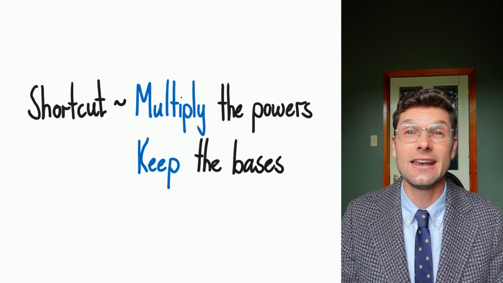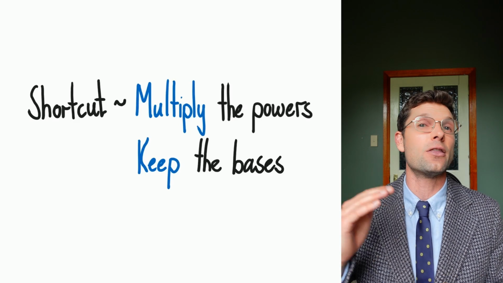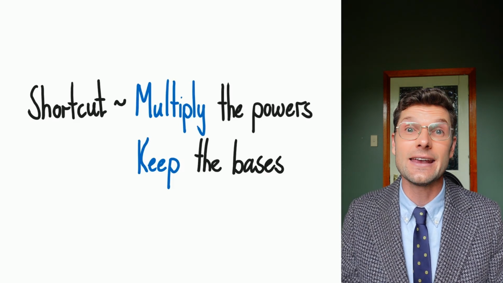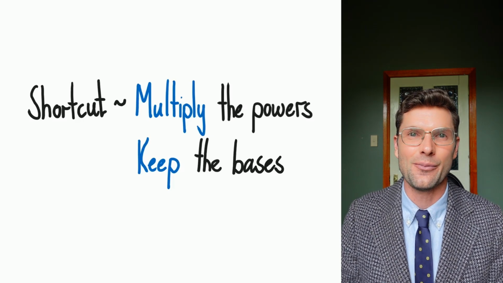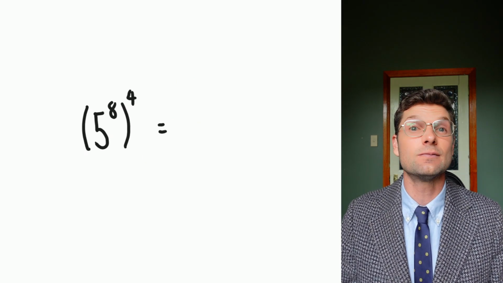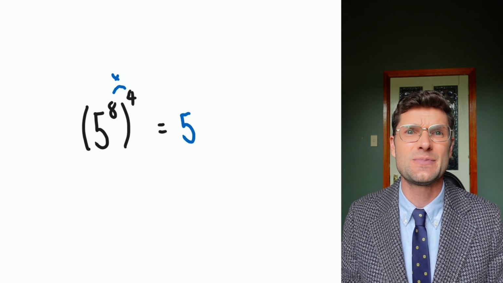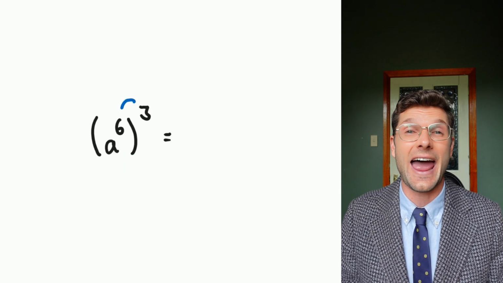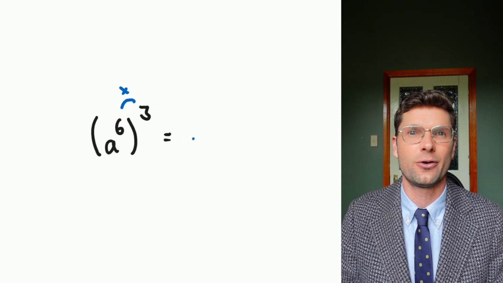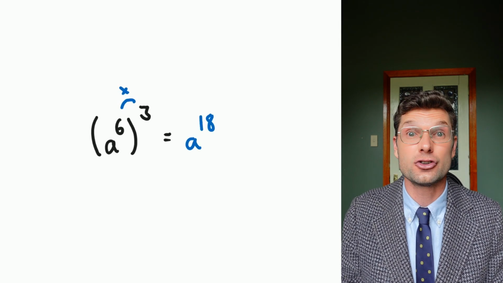The shortcut here is that we multiply the powers. So the power inside the bracket and the power outside the bracket get multiplied, but then the base just remains the same. So that means that 5 to the power of 8 all to the power of 4, instead of writing it out heaps and heaps of times, just becomes 5 to the power of 32. Then if we're looking at algebraic terms, a to the power of 6 all to the power of 3 just becomes a to the power of 18. Done. So these are not too difficult.